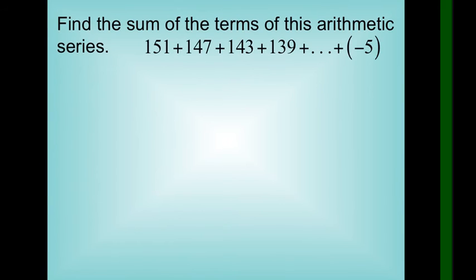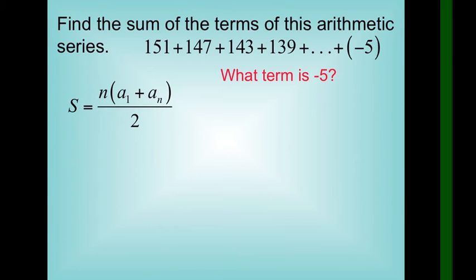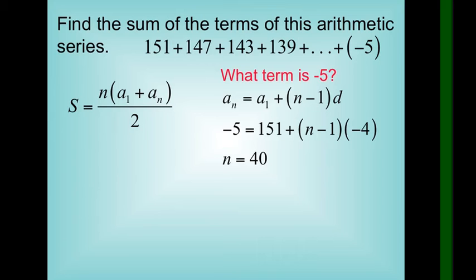So, we have this arithmetic series from 151 to negative 5. Again, we have this formula and what term is negative 5. Okay? So, hindi pa natin alam kung ano yung term ng negative 5, ano yung pang-ilan to. Kasi, hindi pa natin alam kung ano ang ating n. Given na yung a sub 1, that's 151. Given na yung a sub n, that's negative 5. Hindi pa natin alam kung ano yung n.